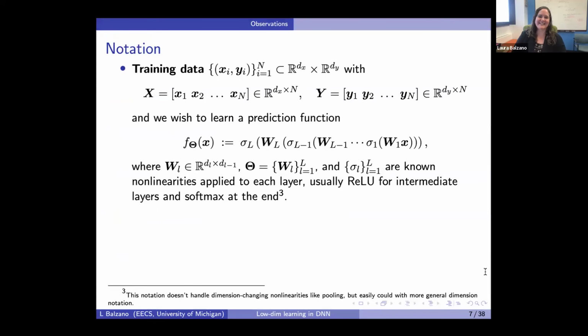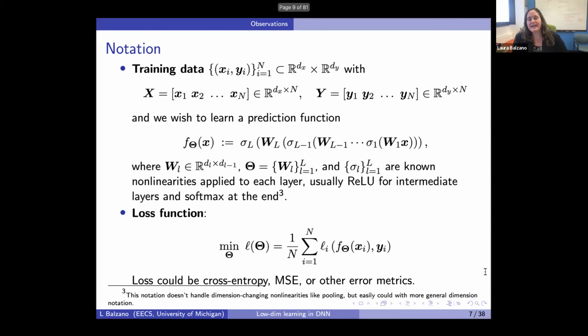All right, so let's get into the observations, starting with notation. I have my standard machine learning notation of training data pairs, data X and label Y, in d_x and d_y dimensional space respectively. And we're going to learn a prediction function f of theta that takes in the data X and hopefully predicts something close to the label Y. And that function is going to have a deep network form, either like a multi-layer perceptron with the nonlinear functions or a deep linear network in the linear case. And we'll train it with some loss function. Cross entropy and MSE are the two that we typically use in this presentation.